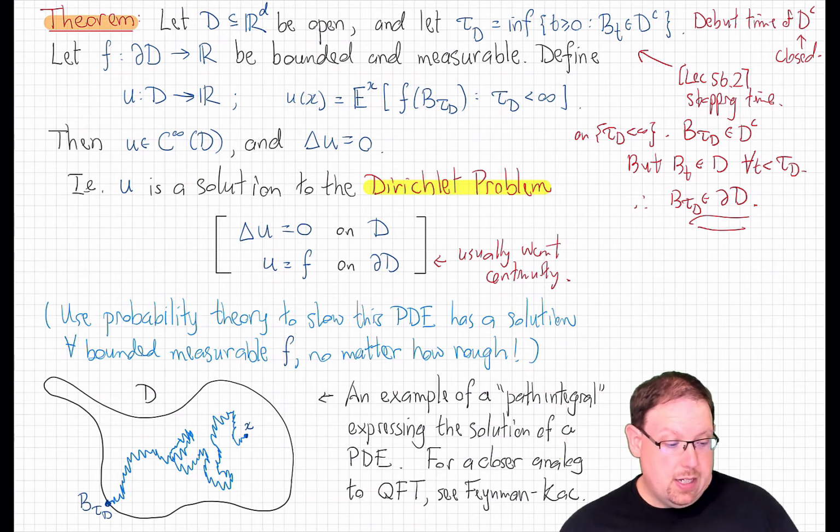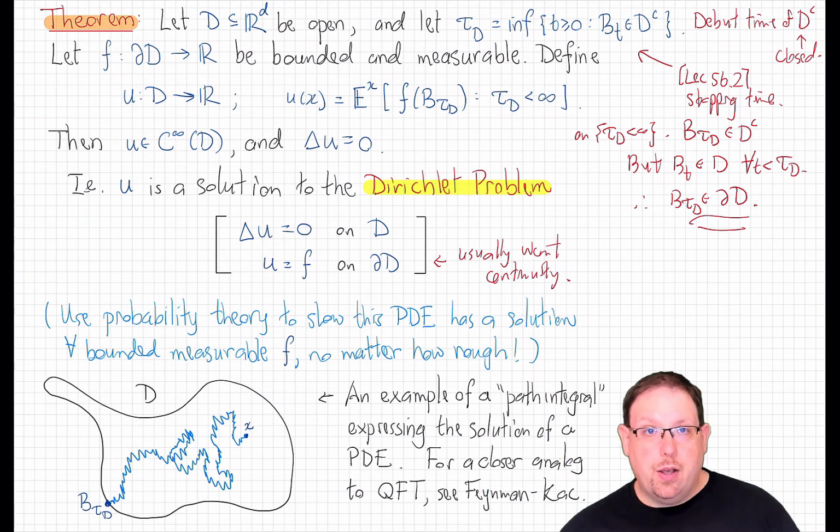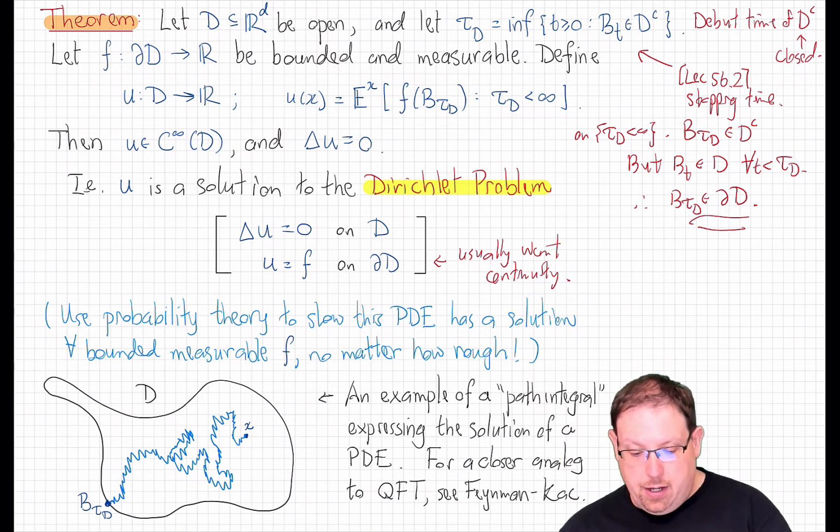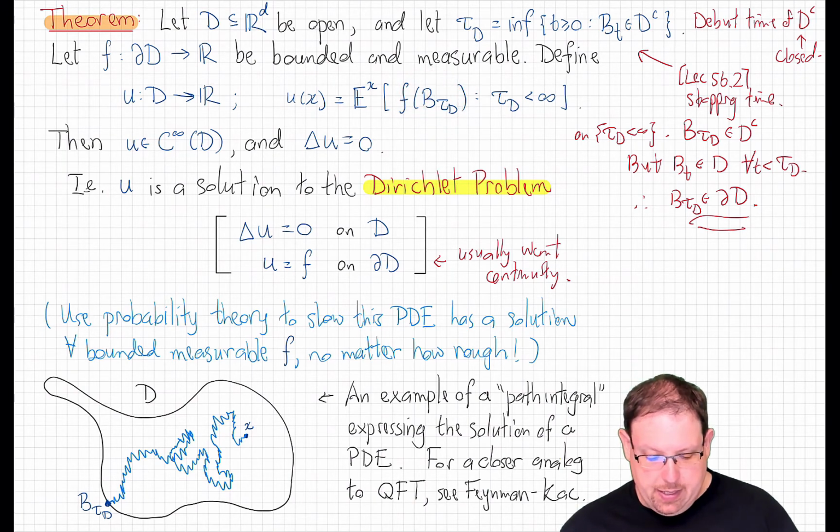So this is a case where probability theory can be used to provide a solution to a problem in partial differential equations. But we will also see the reverse interplay, where we will use some results from harmonic analysis to then derive consequences about this hitting time and about the Brownian paths themselves.